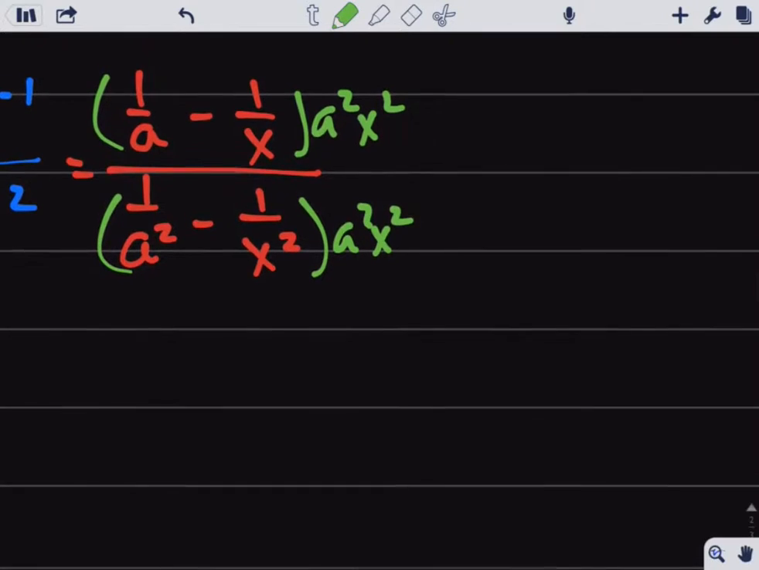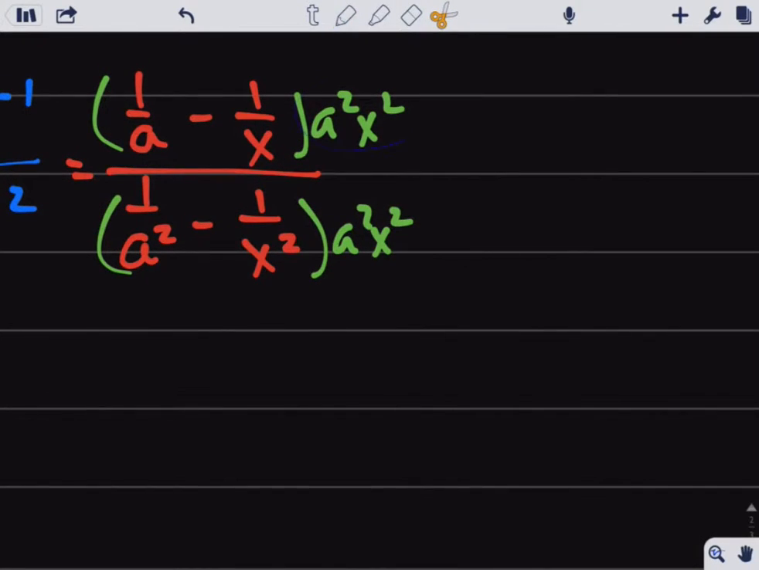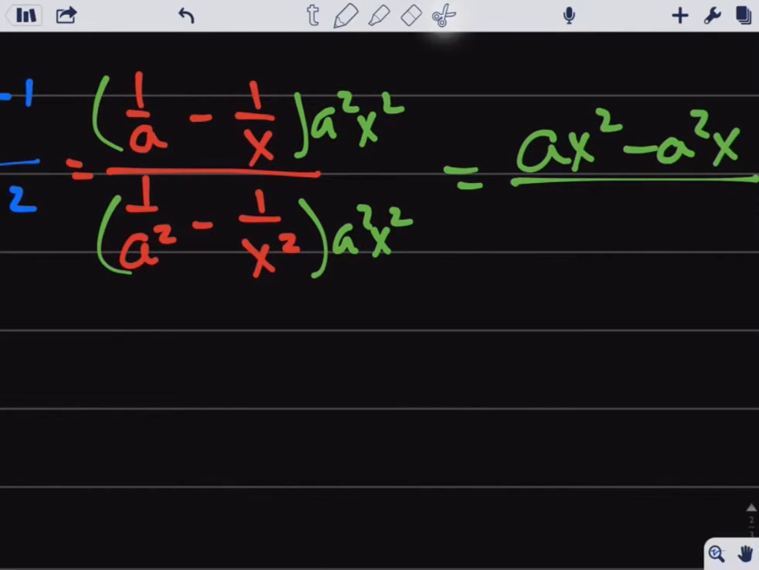Okay, so if I do that, some stuff happens. This times this gives me ax squared. This stuff here gives me minus a squared x. On the bottom, this stuff gives me x squared. And this stuff gives me minus a squared.